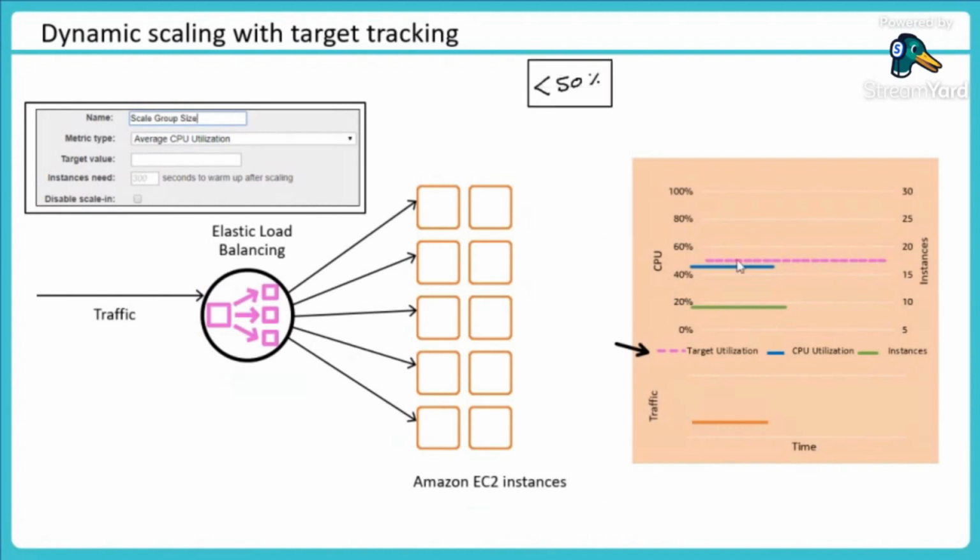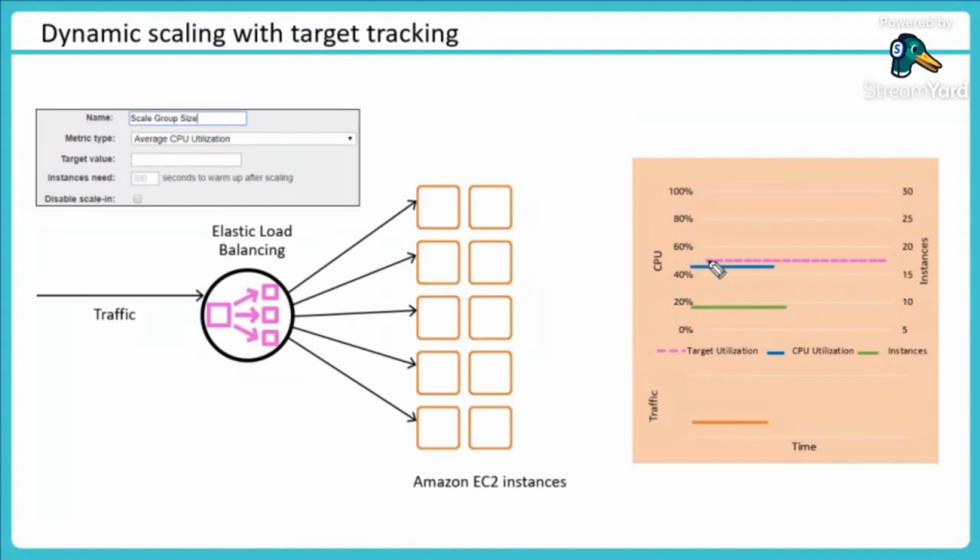Okay, so what I did here, if you see this line here, this pink one, this says target utilization, and I have set it to 50% target utilization, that I want to go maximum up to 50% utilization of my EC2 instance CPU, nothing beyond it. So what can be done for that?